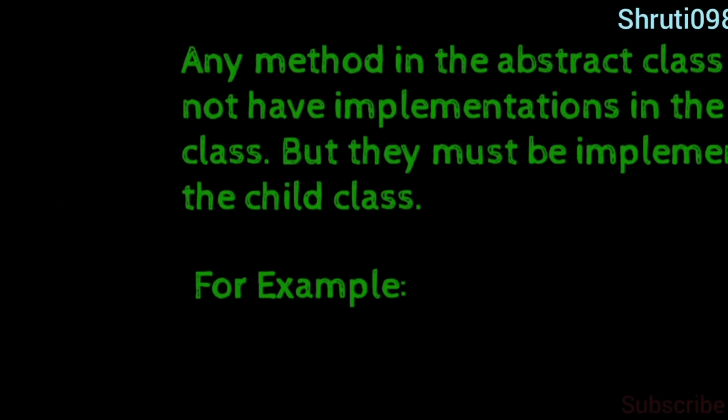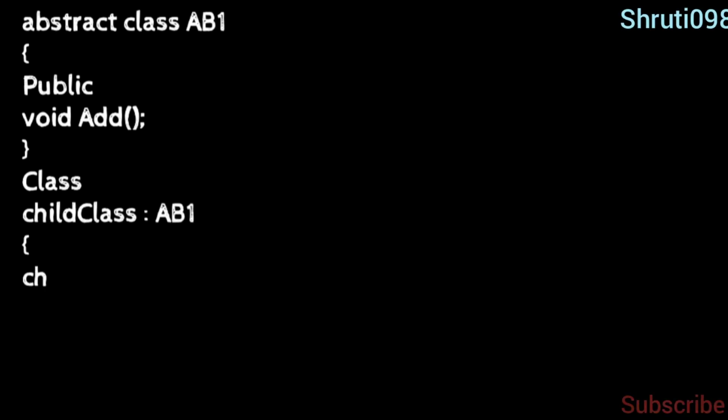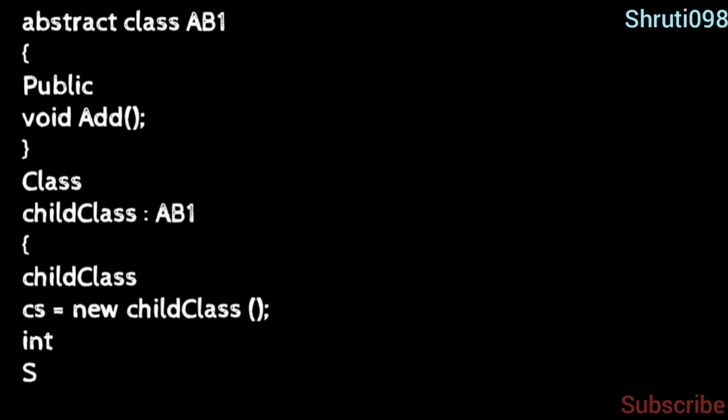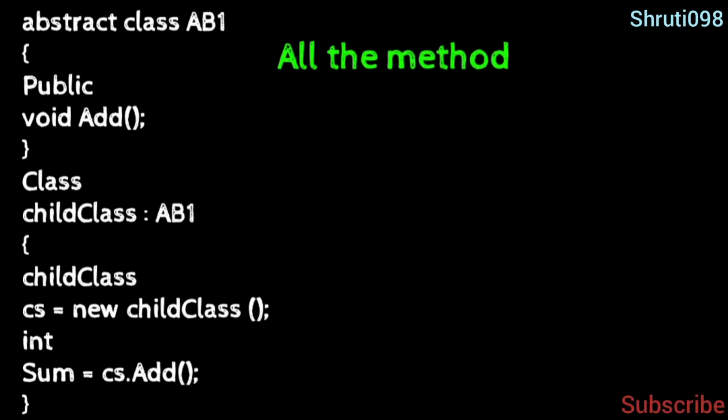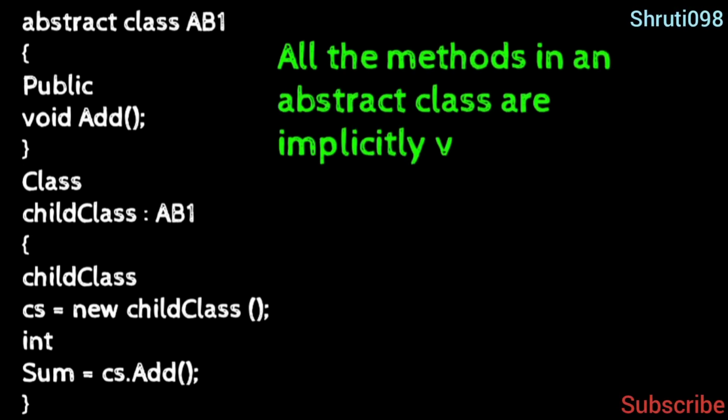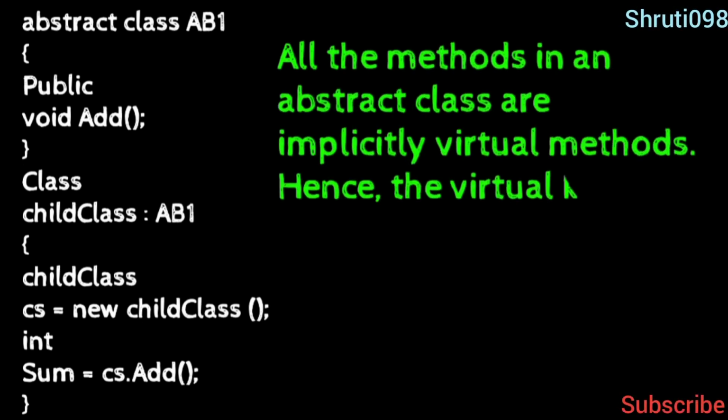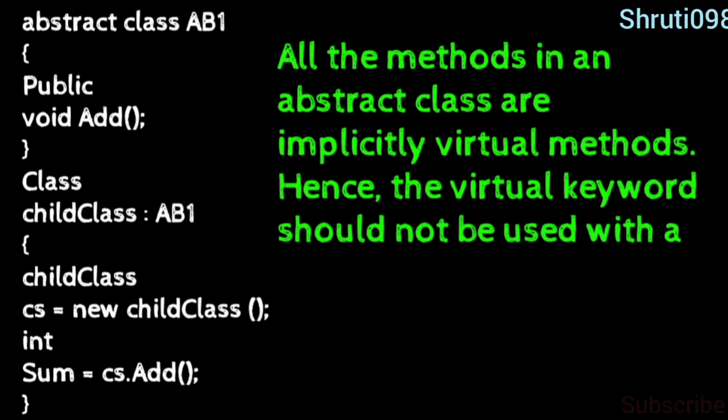For example, abstract class AB1 { public void add() }, class child : AB1, child CS = new child(); int sum = CS.add(). All the methods in an abstract class are implicitly virtual methods. Hence, the virtual keyword should not be used with any.